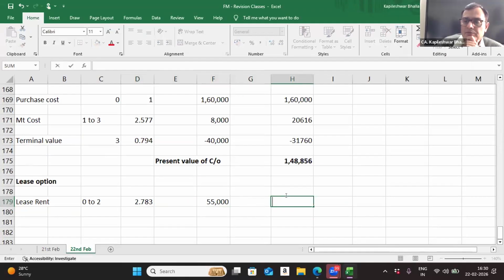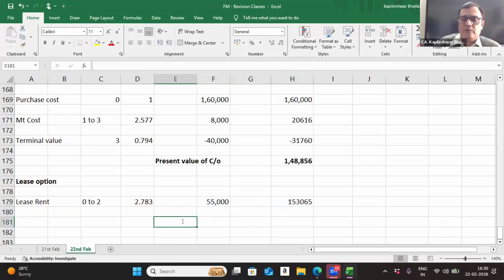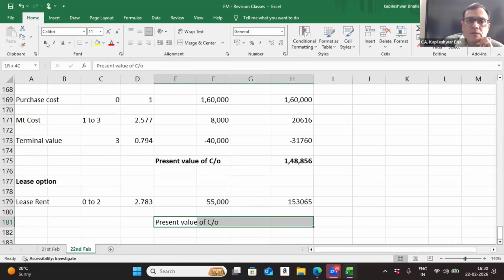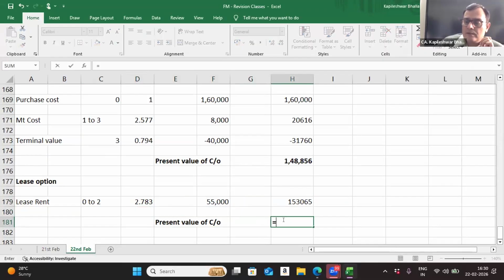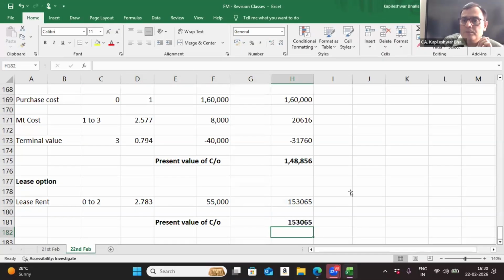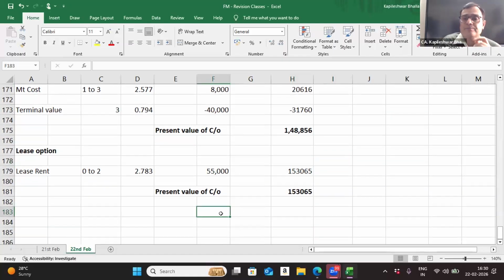So we take this 55 into the factor. Okay, so I think this gives me the present value of the cash outflow. So present value of cash outflows in this case. And that works out to be the same figure. So what is the decision? Are we going to prefer buy or are we going to prefer a lease? Wherever the outflows are lesser, we prefer that particular option. So buy is a better option. That's right. So we will say that buy is better.